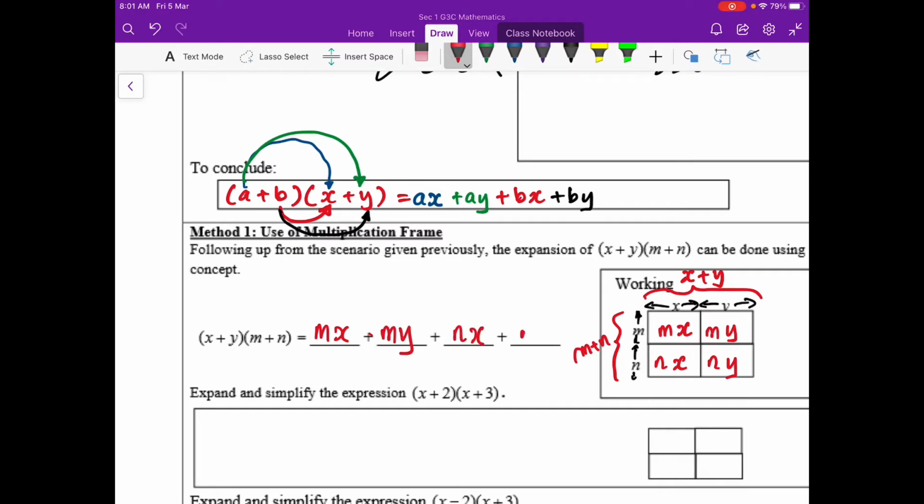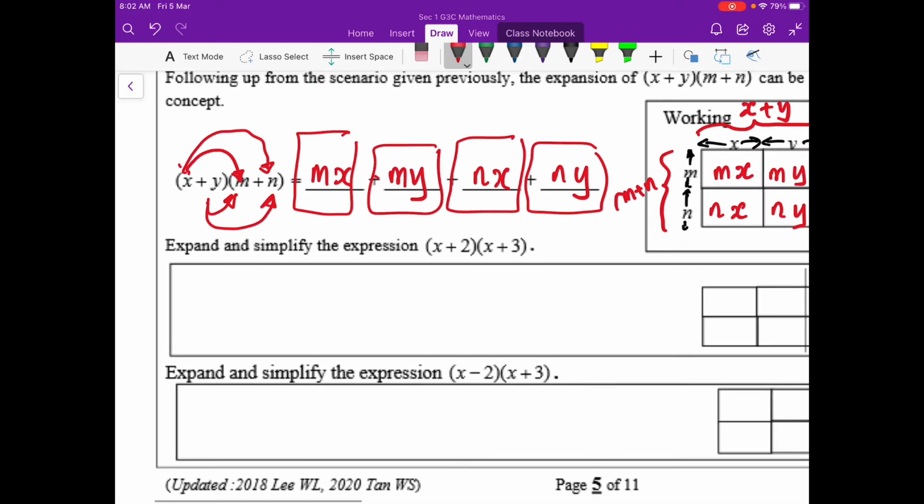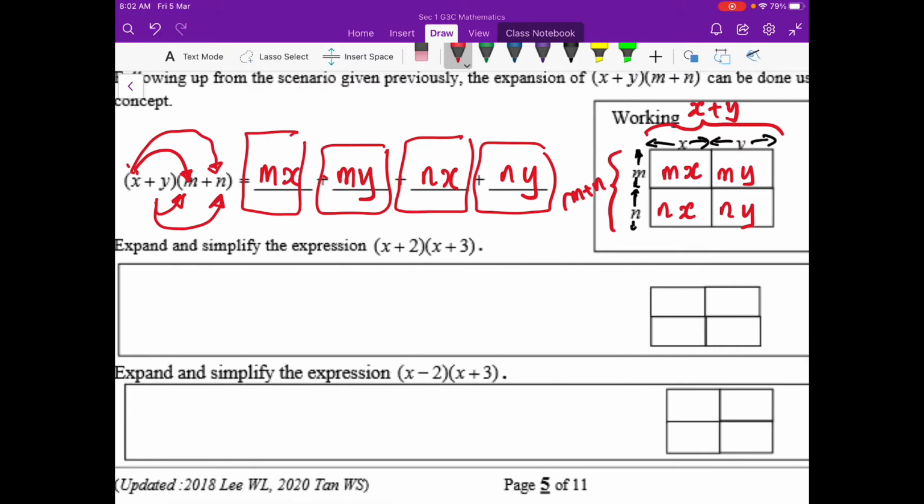nx, ny. Then if you were to do the rainbow method, x times m, x times n over here. The sign is important. Y times m, and finally y times n. So it's still the same. Up to you to choose the method. Okay, so let's do this together. Whether you want to use the multiplication frame or not is up to you.